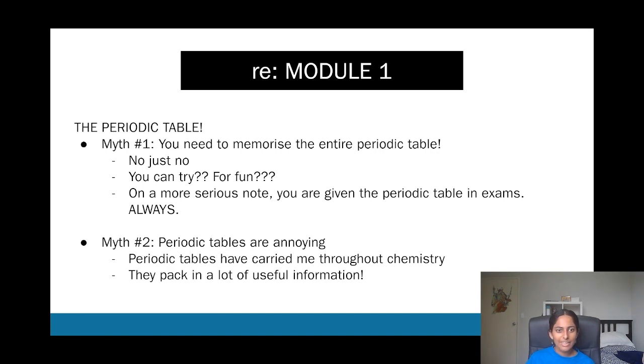For those who may think you can try memorizing the periodic table, you don't need to memorize the entire one. You're given it in the exam. It's not worth it. And if you're never given a periodic table, ask for one because you're meant to be given one anyways. All you need to do is just know where things are in terms of the elements.